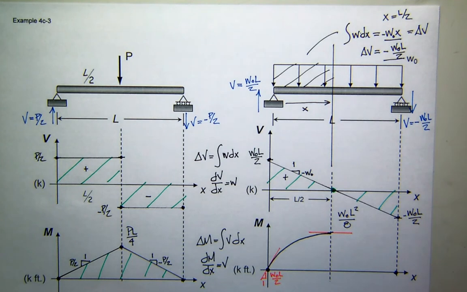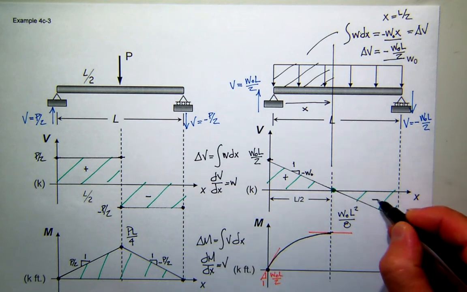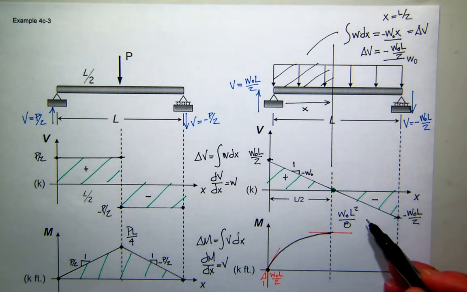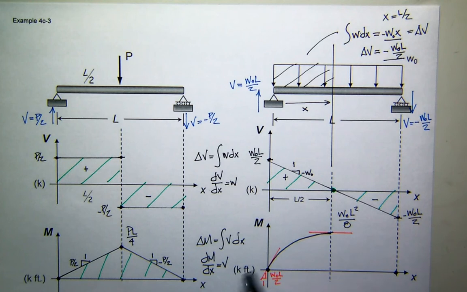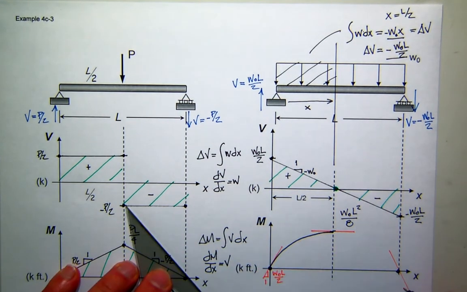Now the second half of the beam, from L over 2 to L, the area under my load shear diagram is what? What's this triangular area? And that's negative. You do the calculation, 1/2 base times height, you get negative W naught L squared over 8. So that puts us back to 0. That's cool. Now, in terms of the slope, we're going to start with this value, which is 0, and we're going to get progressively larger to a maximum value of minus W naught L over 2.